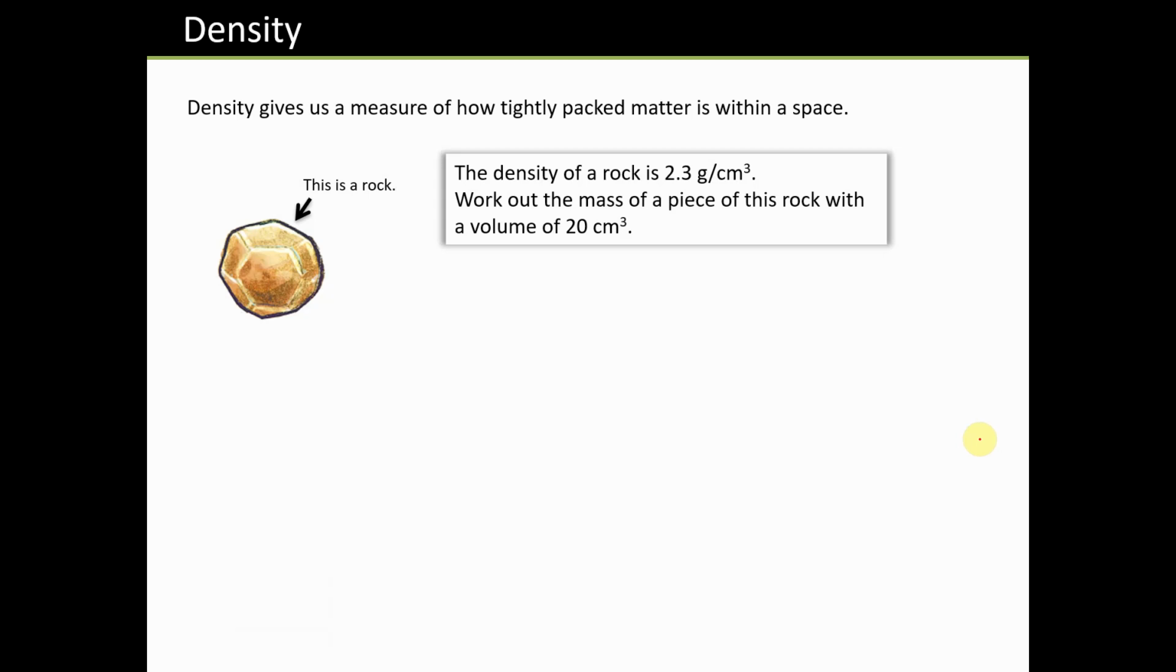So, density gives us a measure of how tightly something is packed. You'll have heard, when something is dense, it means it's quite small and heavy. It's a lot heavier than it kind of looks, is a decent way of describing it. It's just how tightly it's packed is a good way of explaining it.